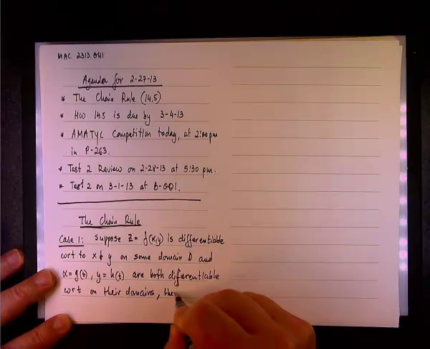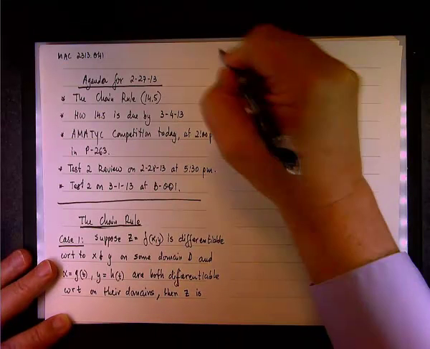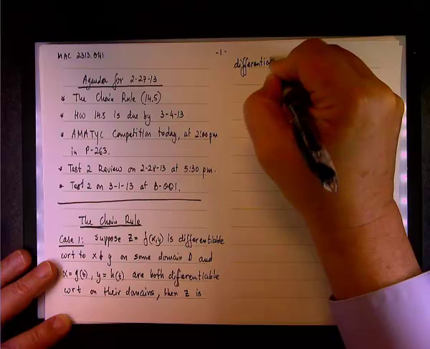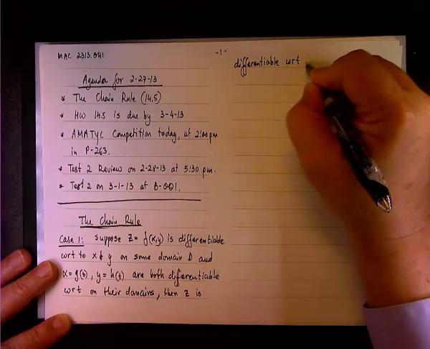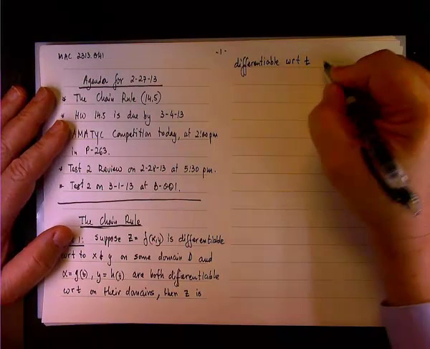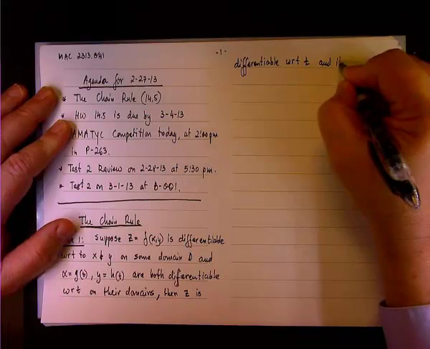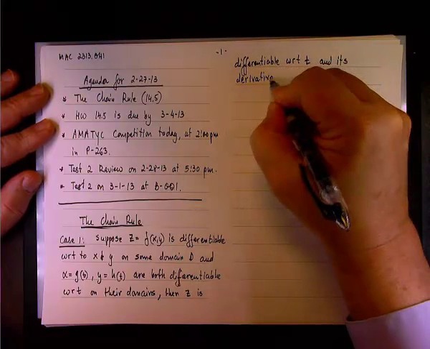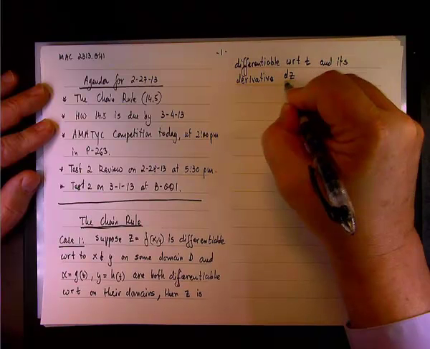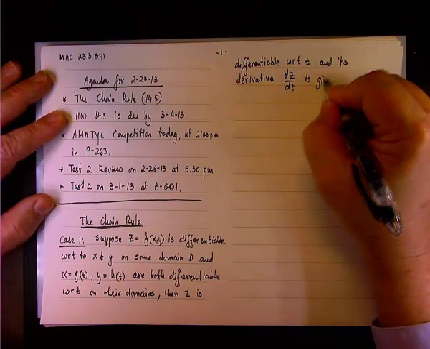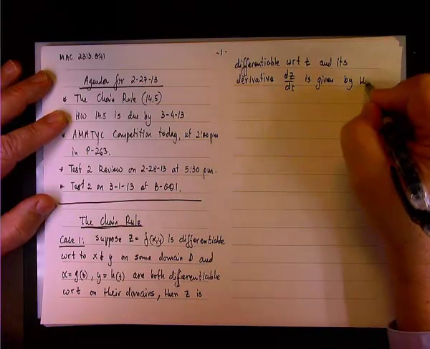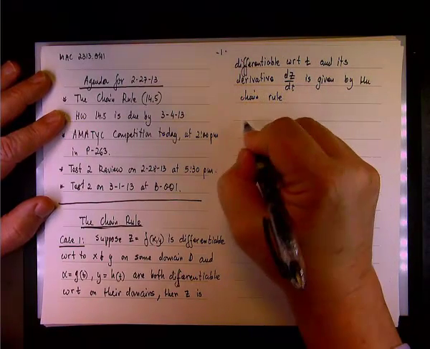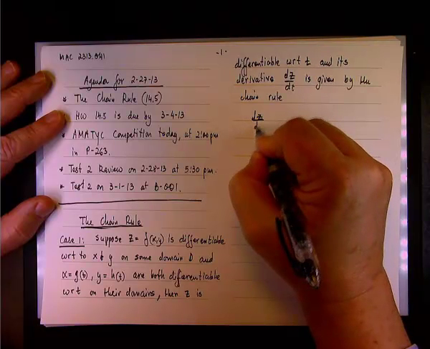So we're going to say that in this case, then z is differentiable with respect to t and its derivative, now we'll call this, since again I said it's a single variable derivative, so dz dt is given by the chain rule. So here's the chain rule.